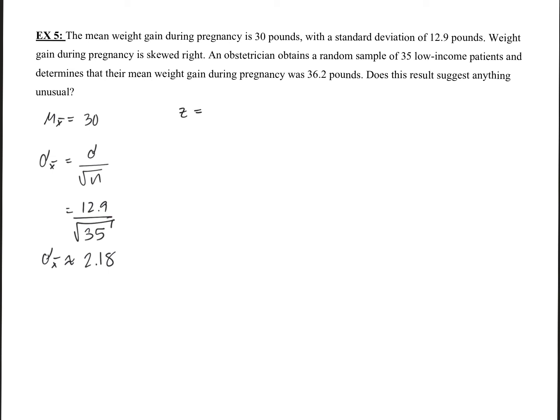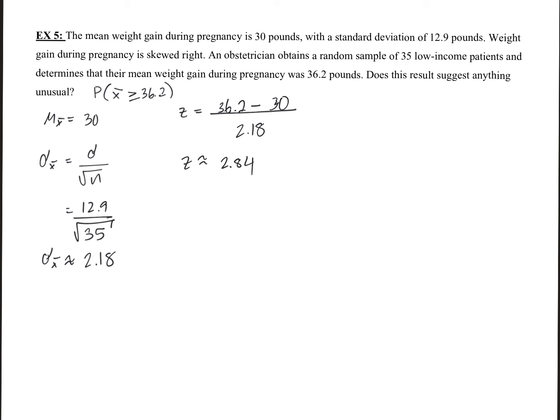Okay, so now we can use this to find our z-score. So z-score is going to equal, well, our x bar, which is going to be what? Remember, we're looking for the probability of x bar being greater than or equal to 36.2. So then we erase that and write that a little neater. So being greater than or equal to 36.2. So on the z-score we have 36.2 minus our mean, which is 30, divided by our standard deviation, which is about 2.18. And that comes out to be approximately 2.84.